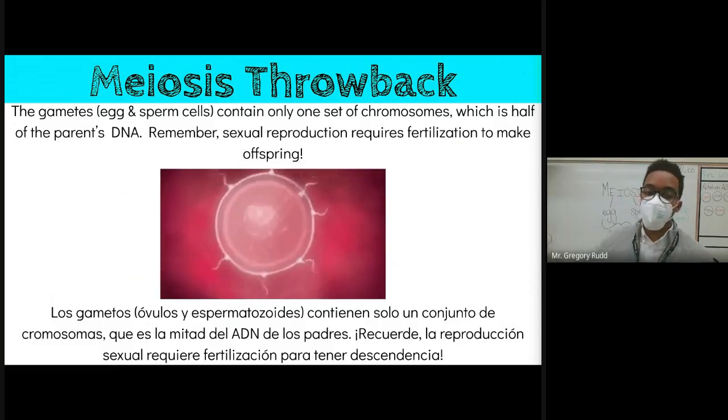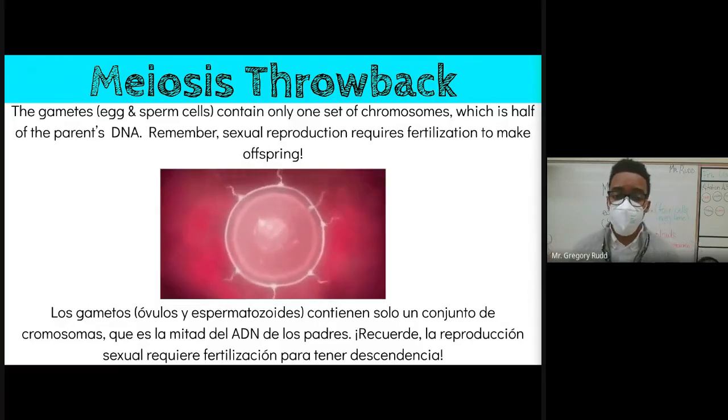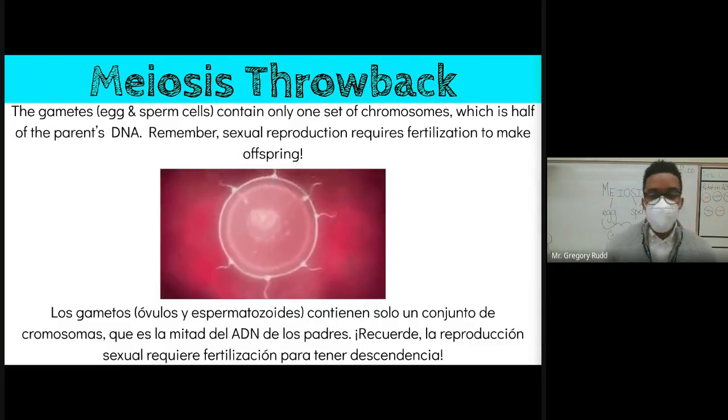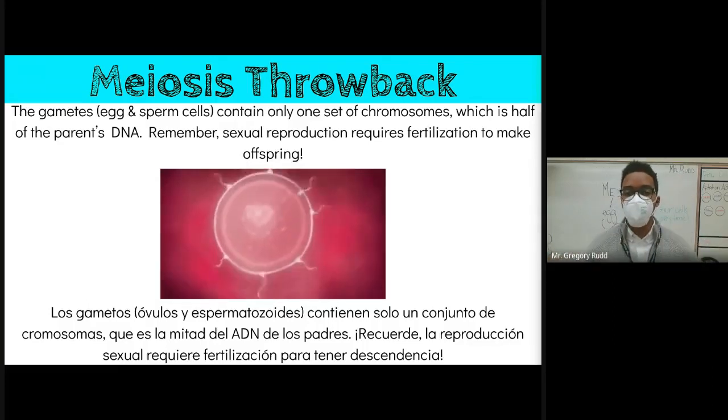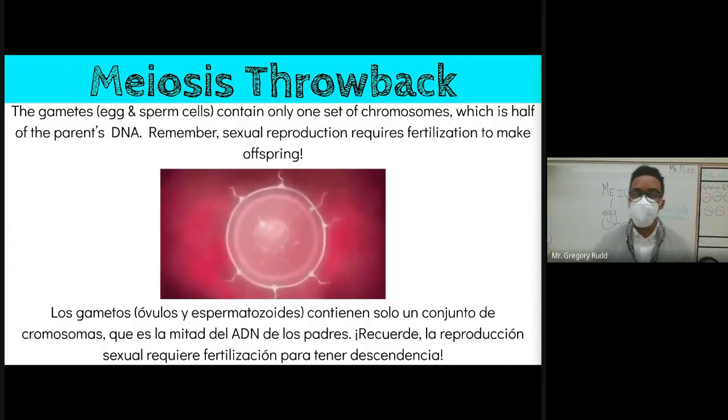And this is basically what it looks like. You see the sperm cells, I'm sorry, that are trying to embed themselves inside of the egg cell. Okay, so meiosis by itself is not sexual reproduction. It just allows for sexual reproduction to take place. It's an important distinction.